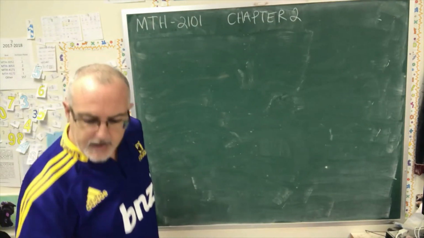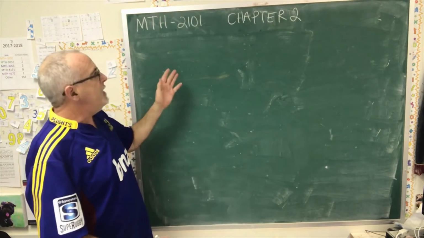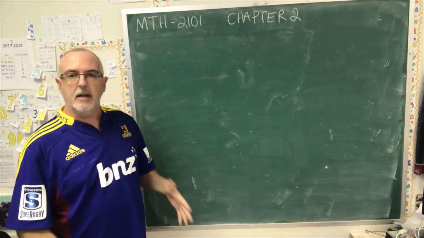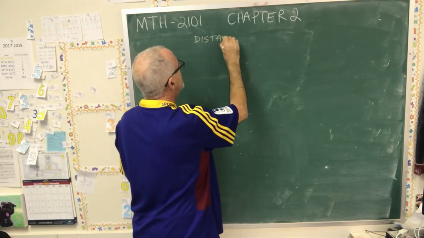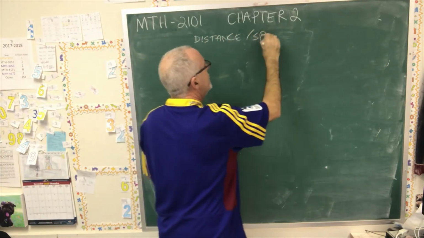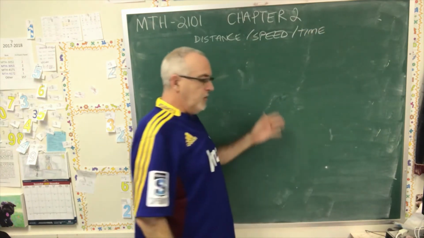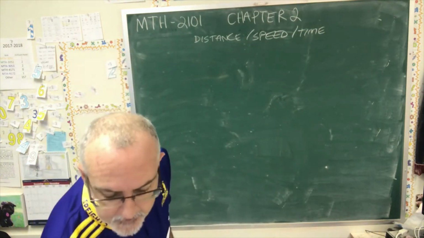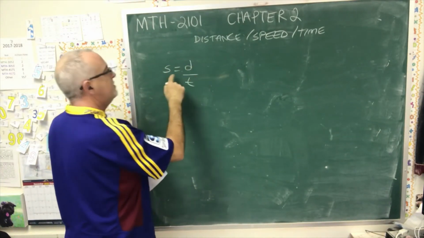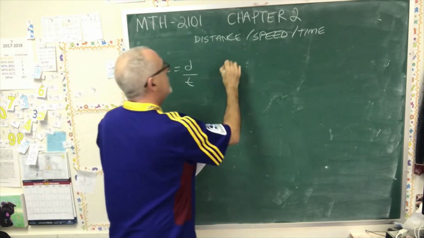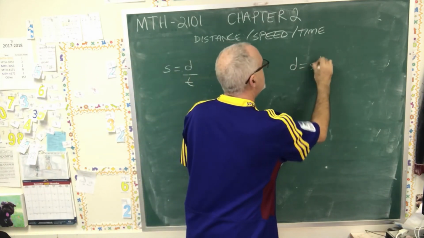What we're going to work on now is isolating a variable. And the formula we're going to use is the classic distance, speed, time formula. So I'll just write that: distance, speed, time. I'm writing 3 versions of this formula. S equals d over t, that means speed is equal to distance divided by time. T equals d over s, and also d equals st.